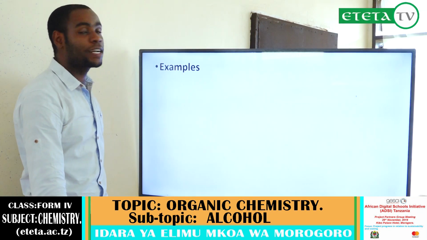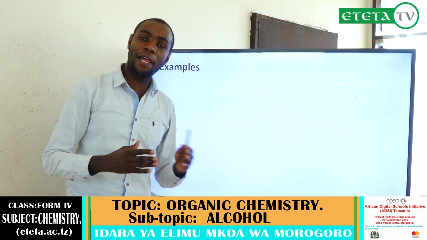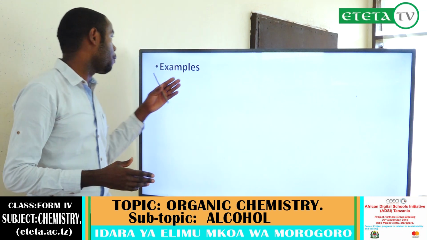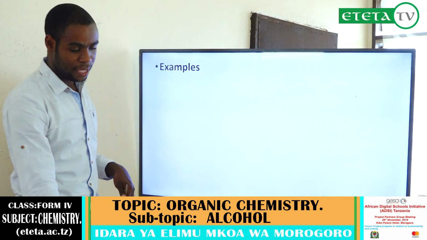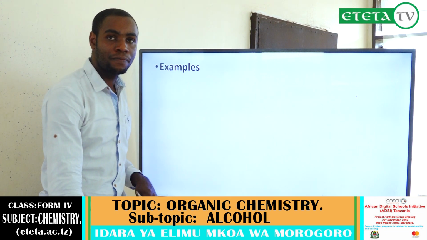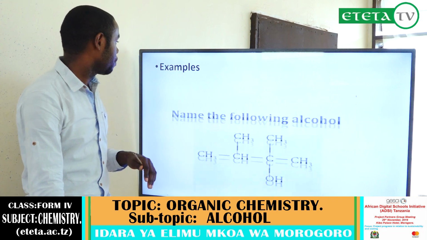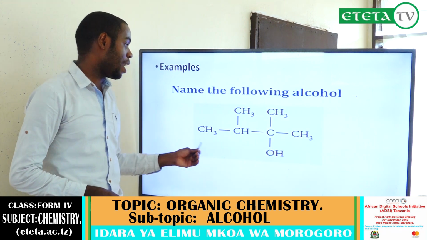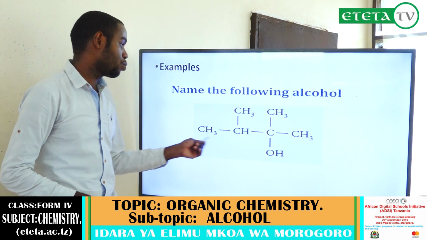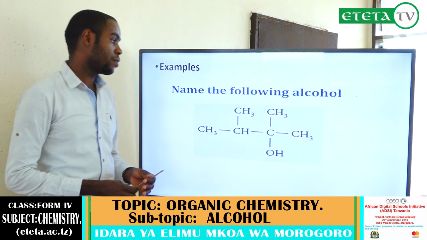Now let us look at some examples. We have plenty of examples. We cannot explain all of them because there are many alcohol compounds. The first one: name the following alcohol. We have the alcohol here, and they want you to name it.